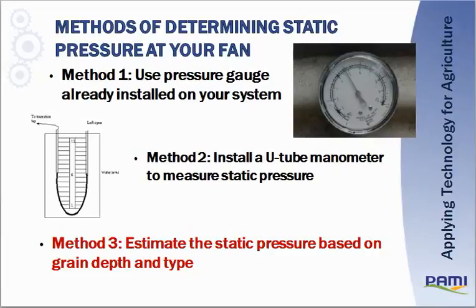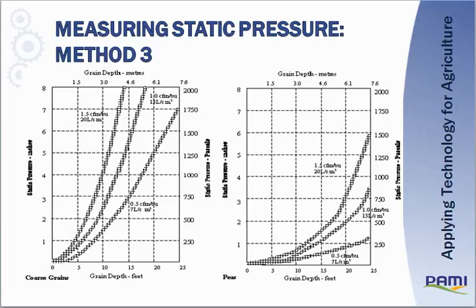The last method, like I mentioned, isn't a direct measurement of static pressure, but it is a way to estimate static pressure based on the grain depth and the grain type. And like I said, this method is really better suited for before the fact, when you are selecting the fan for that specific bin. So how this works is you need to use these charts that estimate the static pressure due to the grain type and depth alone first.